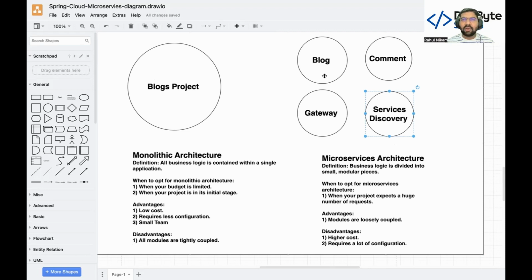We can independently deploy a blog module, and you can independently deploy a comment module. If you want to make any changes in authentication authorization, you can do that. So there is flexibility.